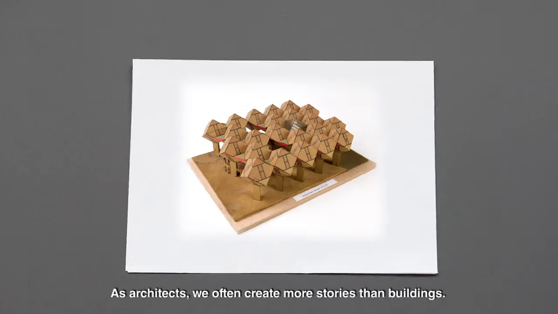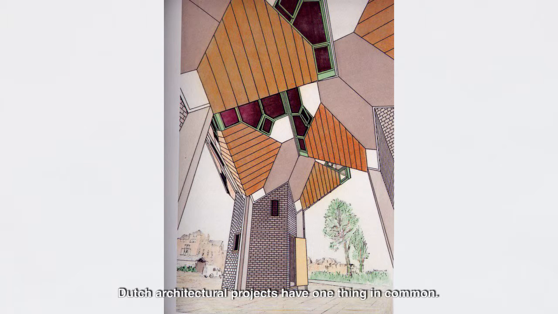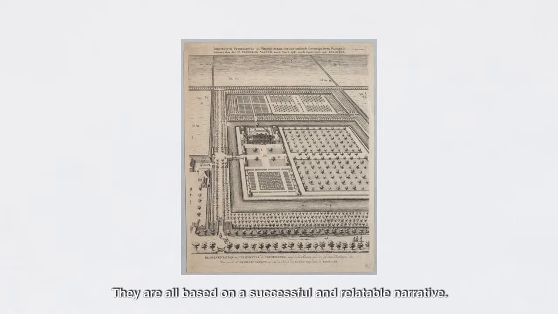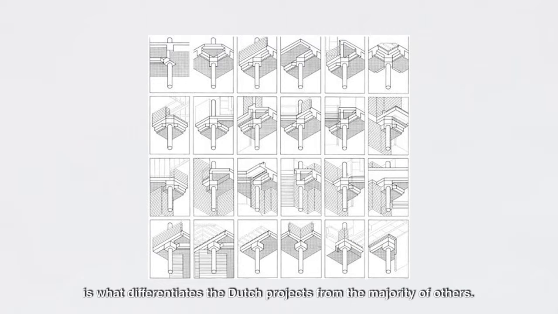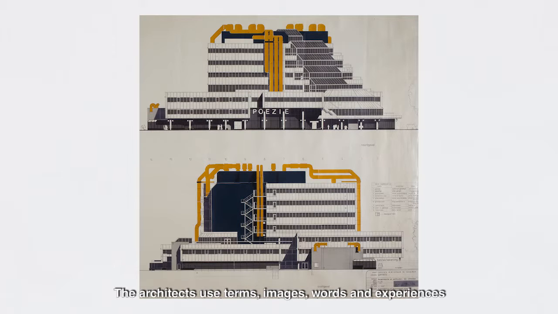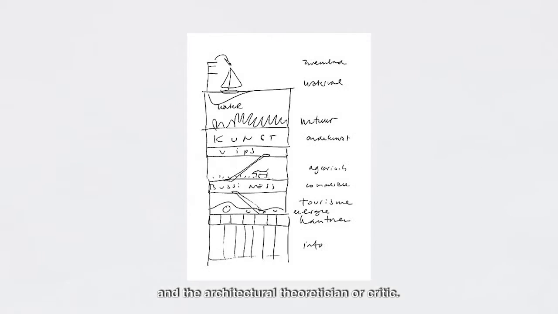As architects, we often create more stories than buildings. All globally successful and famous Dutch architectural projects have one thing in common. They are all based on successful and relatable narratives. The simple yet creative and intelligent story is what differentiates the Dutch project from the majority of others. The architects use terms, images, words, and experiences that are relatable to everyone. The story is aimed for the end user and the architectural theoretician or critic.